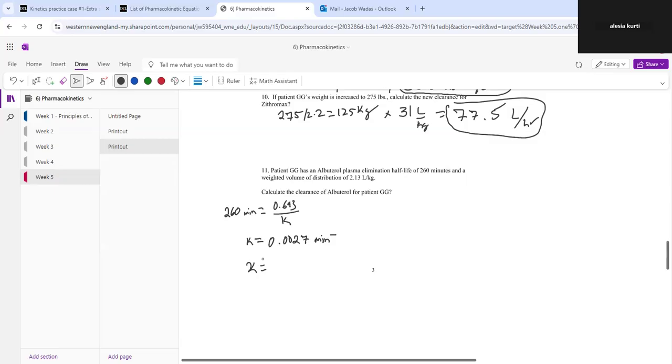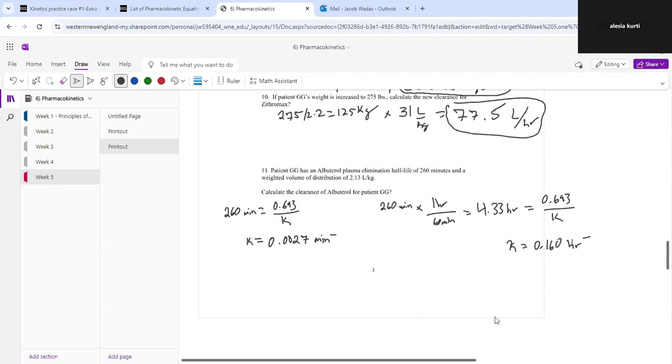To change this to hours, you do 260 minutes times 1 hour over 60 minutes, which is 4.33 hours. Then 4.33 hours equals 0.693 over K, so K equals 0.160 per hour. Is that what you guys got for the hour K? Yeah, 0.160.